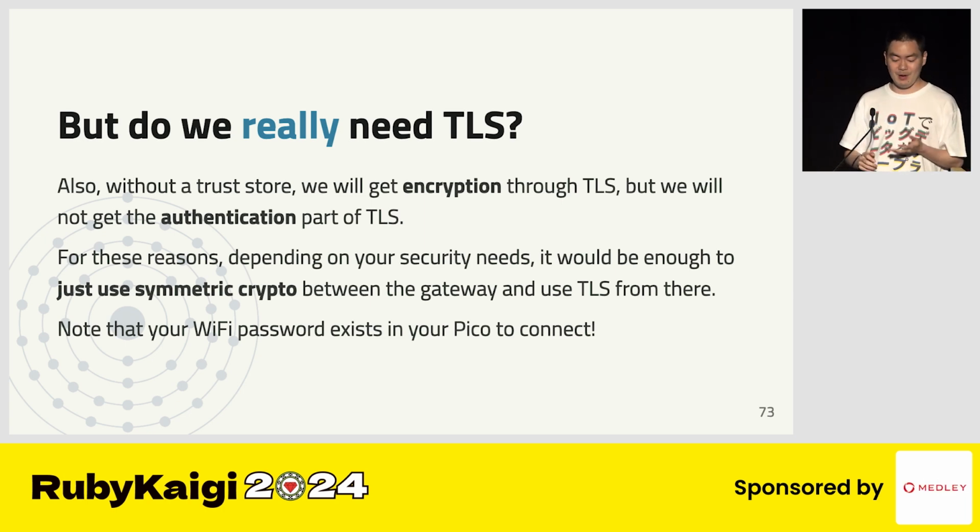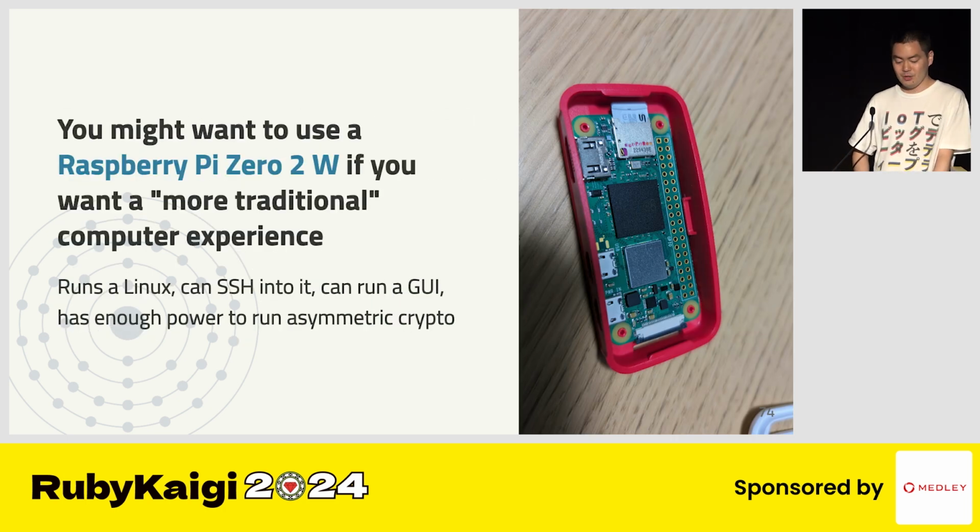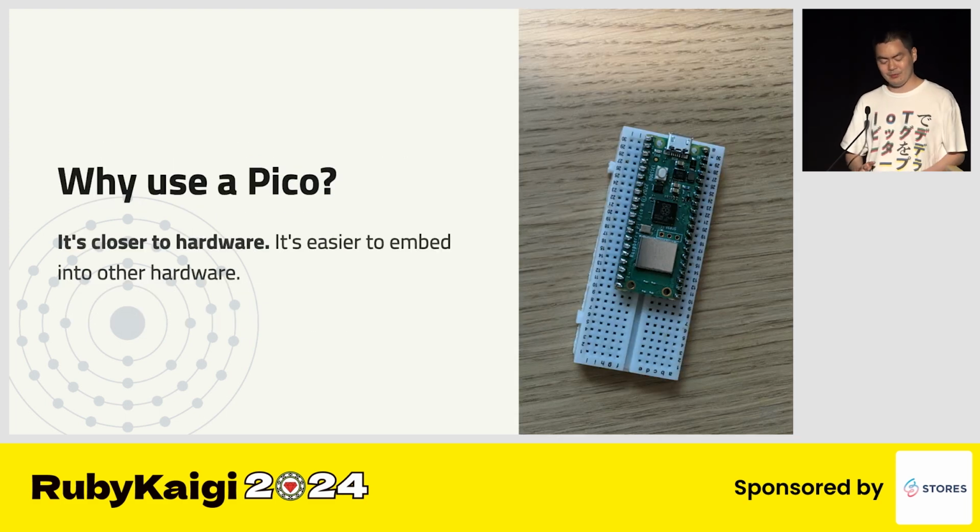Also note that your Wi-Fi password is in your Pico to connect to the Wi-Fi. So if your device gets physically compromised, your Wi-Fi password will be gone. But do you even care about that in most cases? Also, you might want to use a Raspberry Pi Zero 2 W, which is different hardware, if you want a more traditional computer experience. It runs Linux, you can SSH into it, you can run a GUI. Heck, you don't even have to run mruby. You can just run CRuby on it. So why do you have to use a Pico? It's closer to hardware, and it's easy to embed into other hardware.